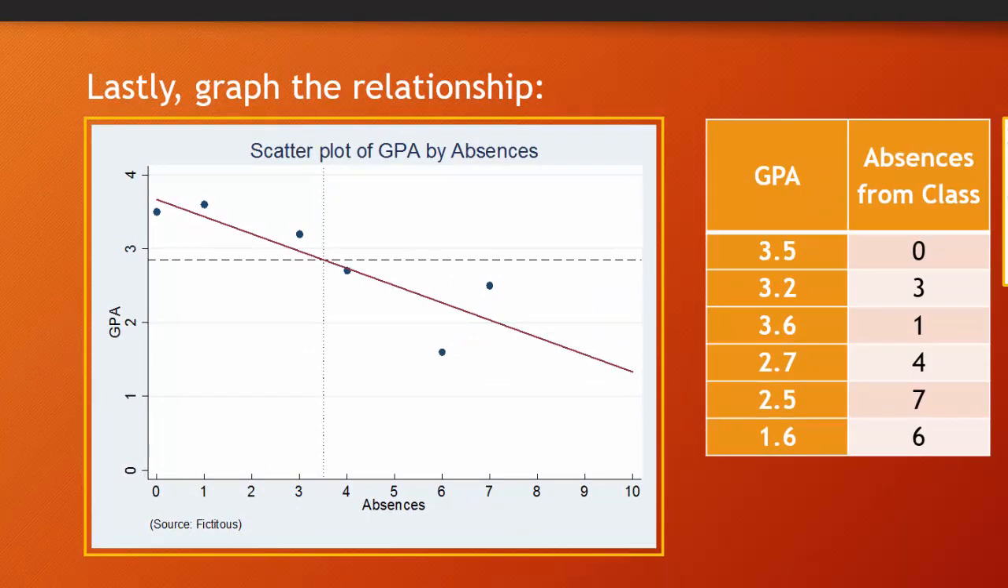Let's put a coordinate point everywhere we have an observation. So our first observation, we have a GPA of 3.5. That's our y-axis. We have 0 absences. So let's put a point at 0 and 3.5. And let's do that for all of the points. So all the way through, where the absences was 6 and the GPA was 1.6. And that'll give us all the dots.